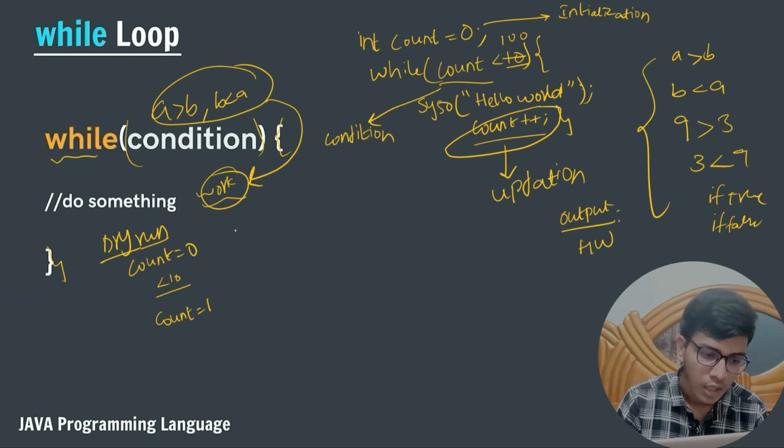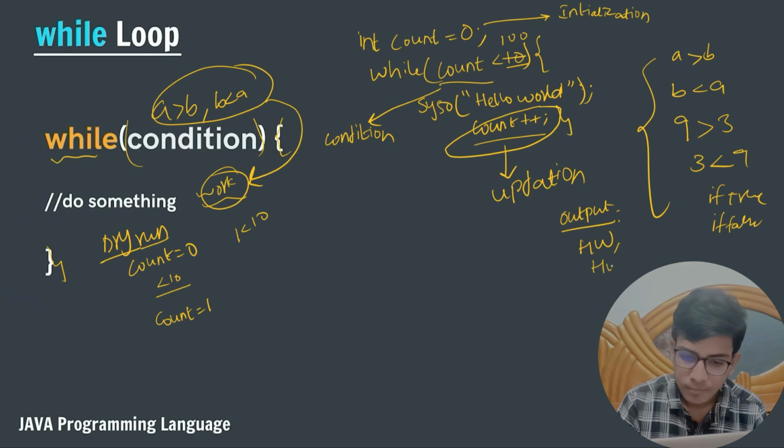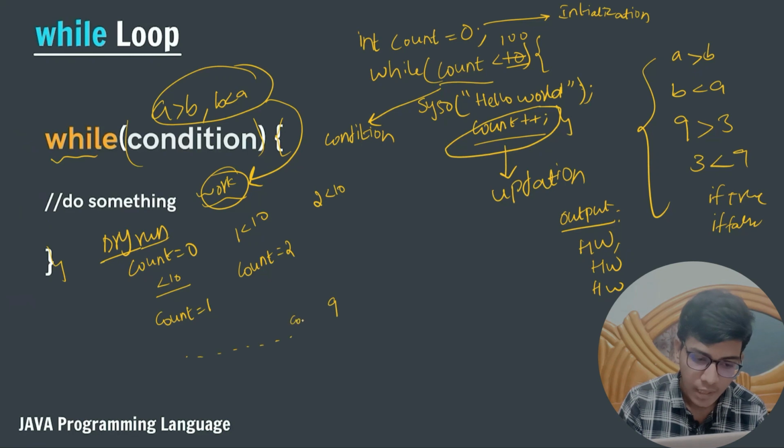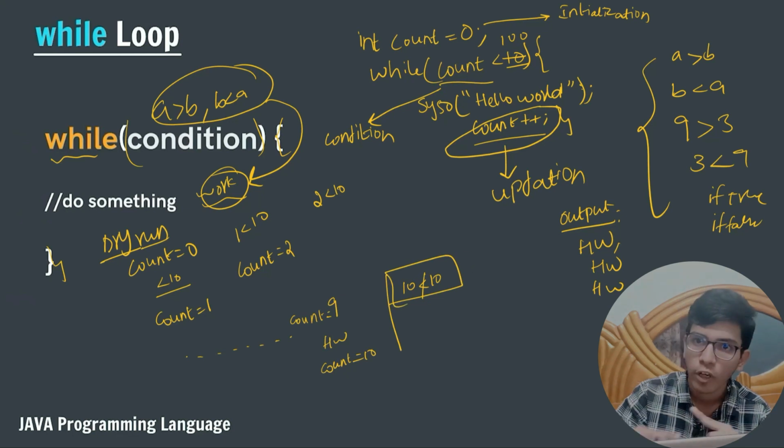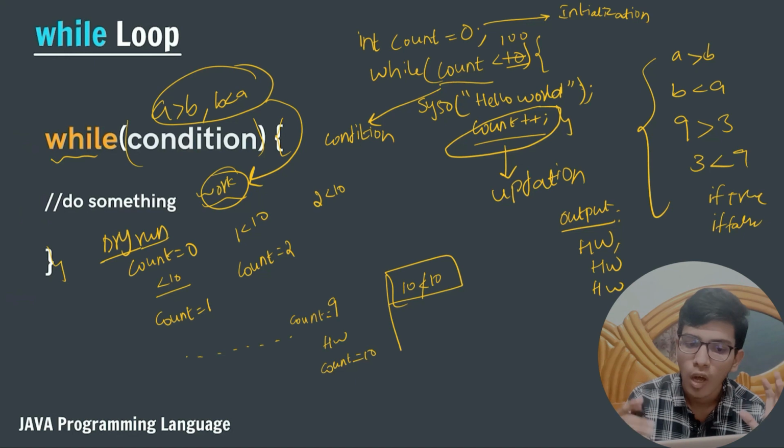Now again 1 is less than 10. Condition is true. Again we will print hello world. After that, count will become 2. Again 2 is less than 10. Condition is true. Again we will print hello world, and this loop will continue up to 9. At count equal to 9, we will print hello world. After that, count will become 10, and here we can see that condition is false. So if the condition is false, then we'll terminate the loop, and this is how our code runs.